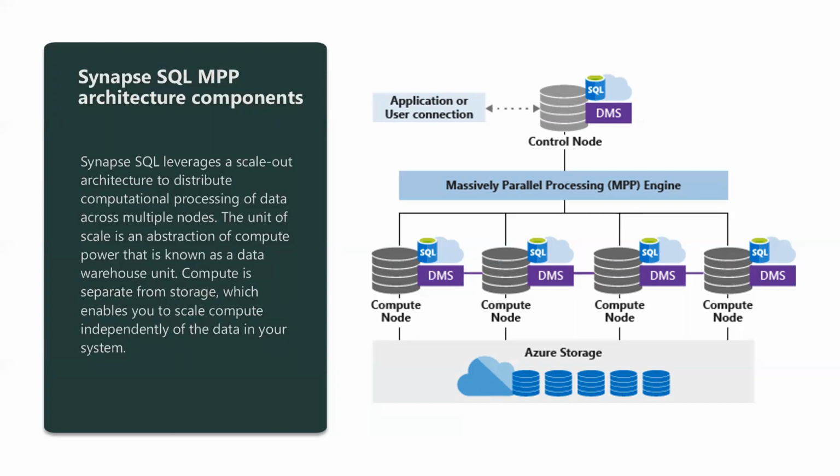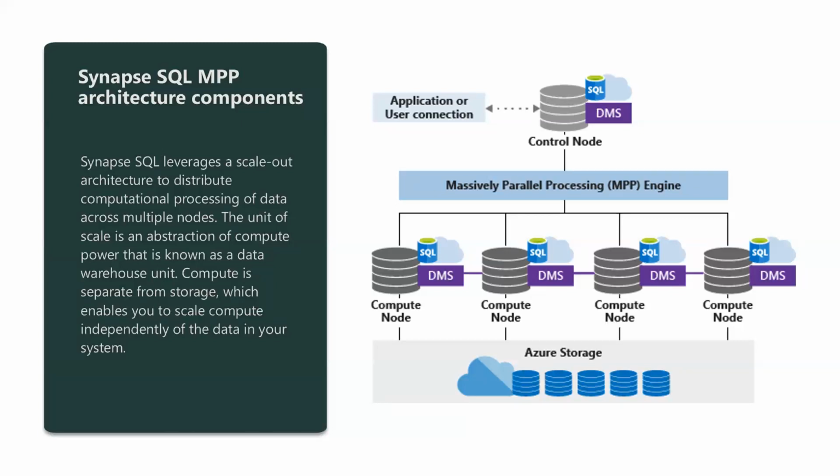Let's talk about the control node. The control node is the brain of the architecture. It is the front end that interacts with all applications and connections. The MPP engine runs on the control node to optimize and coordinate parallel queries. When you submit a T-SQL query, the control node transforms it into queries that run against each distribution in parallel.